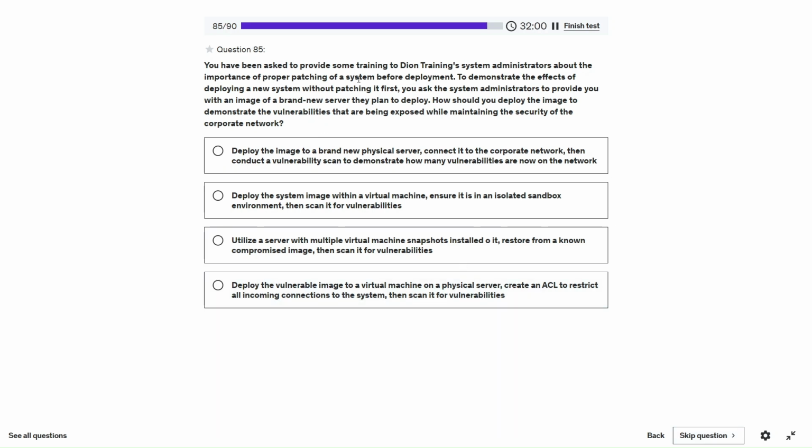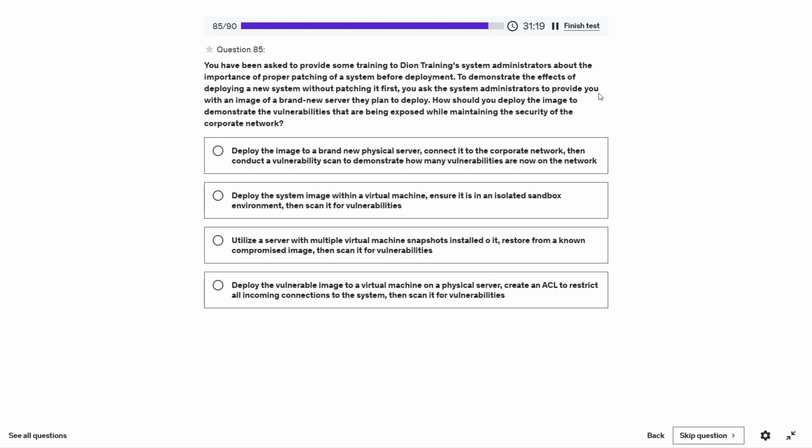You have been asked to provide some training to DION training system administrators about the importance of the proper patching of the system before deployment. To demonstrate the effect of deploying a new system without patching it first, you ask the system administrator to provide you with an image of a brand new server they plan to deploy. How should you deploy the image to demonstrate the vulnerabilities being exposed while maintaining the security of the corporate network? In this case, you need to get a virtual machine, host the OS there, and test the vulnerability there.